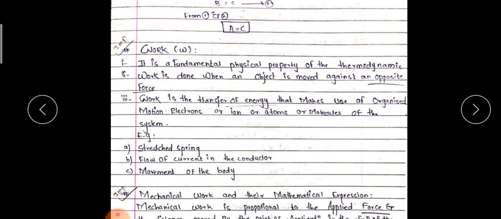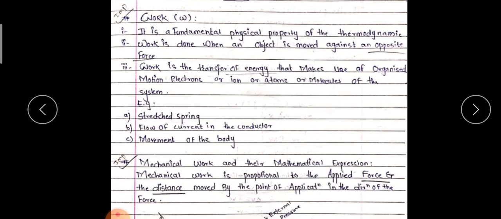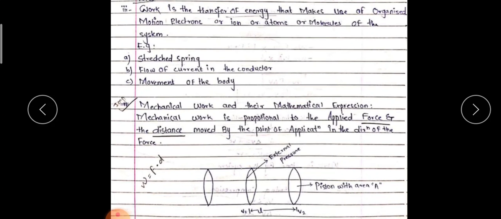Another MCQ on work: work is the transfer of energy that makes use of organized motion of electrons or ions or atoms or molecules of the system. Examples: stretching a spring, flow of current in a conductor, movement of a body, like this.